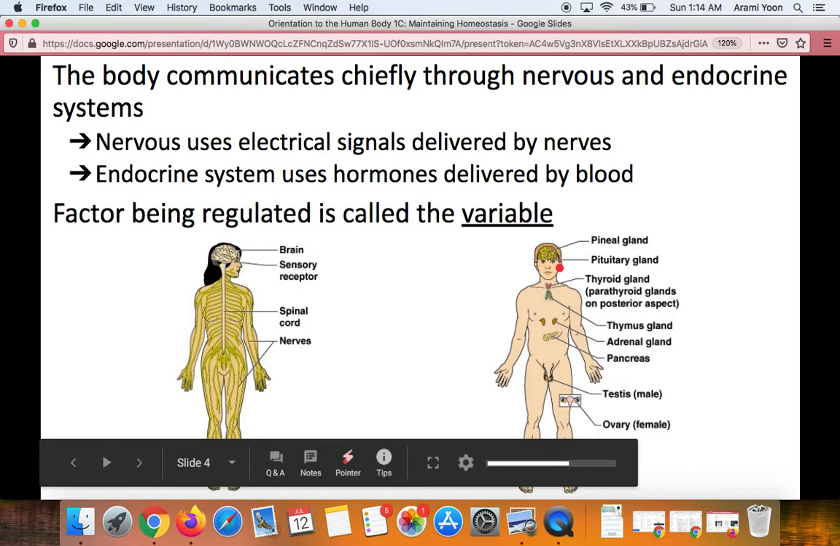That means that if you have something that's out of whack, we're going to call that the variable, by the way. So it could be temperature, it could be blood sugar, but if there's something that's out of whack, then your brain and your hormones and your blood and all the parts of your body have to communicate to get that variable back to its state of equilibrium.